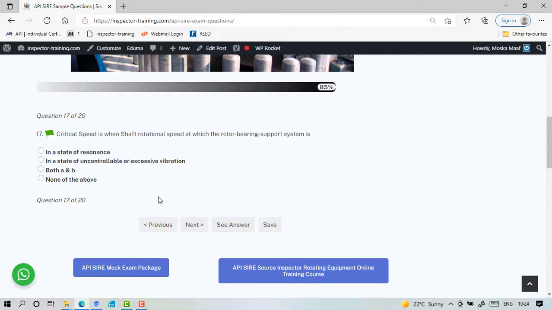The basic terms. Critical speed is the shaft rotational speed at which the rotor bearing support system is in a state of resonance. So A, and B says in a state of uncontrollable or excessive vibration, which actually has the same meaning as in a state of resonance. So both A and B. Remember, API never uses the terms both A and B, or none of the above, or all of the above. But we just brought it up so you understand what resonance means here.